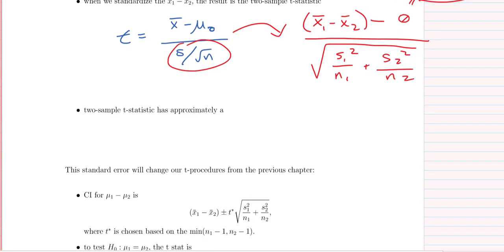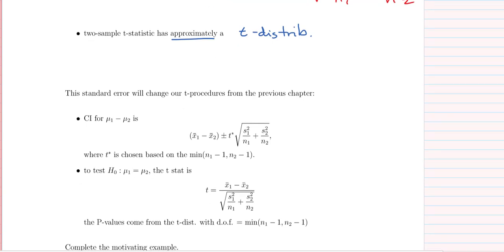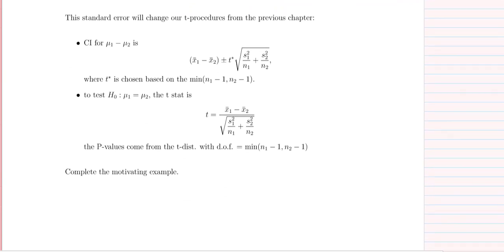And this two-sample t-statistic has approximately a t-distribution. It's not an exact t-distribution, which is the difference between the two-sample t-statistic and the one-sample t-statistic. So it has an approximate t-distribution, and it never has an exact t-distribution, even if the populations are both normal. Okay, that's something to keep in mind. This is what makes it different.